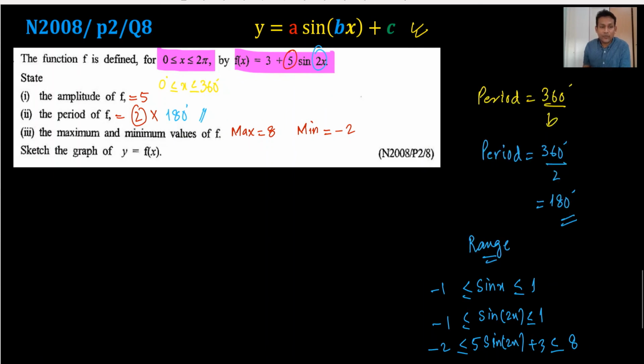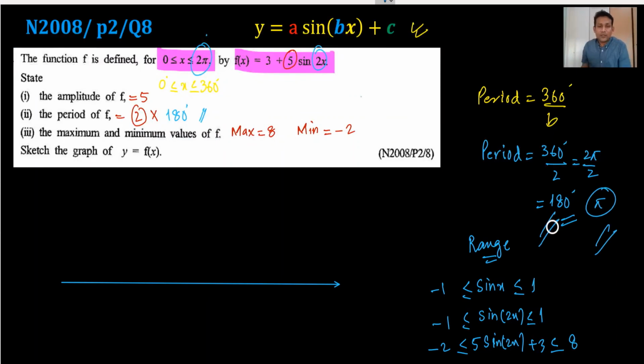Sketch. Okay, let's do the sketch. For a sketch, we need plus 3, so we can do one thing. The domain is okay. What about this 2x? I told you this 2x means you can write 2x divided by 2, and when you divide by 2, the result is only pi. So it's in radian mode and this is in degree mode. It is easy.